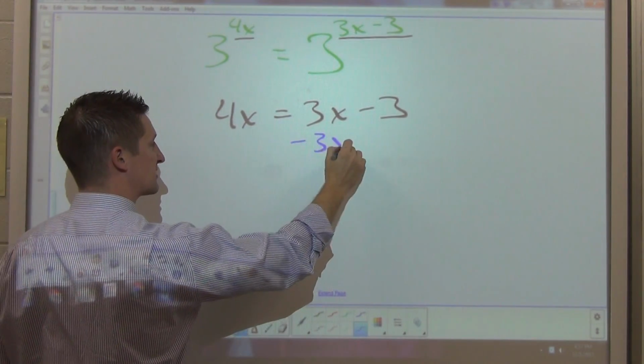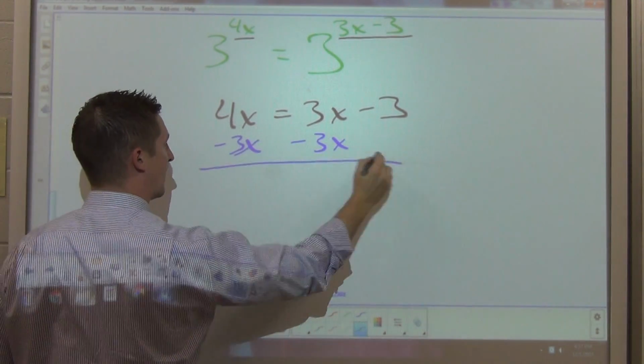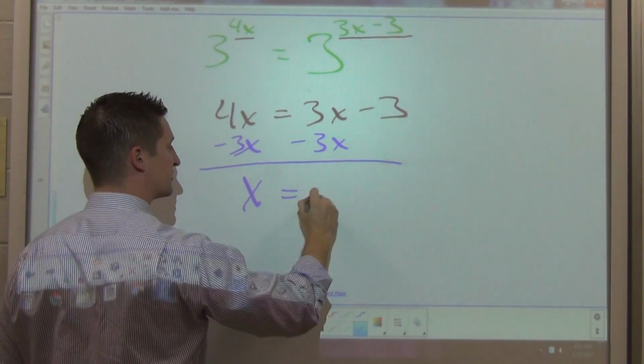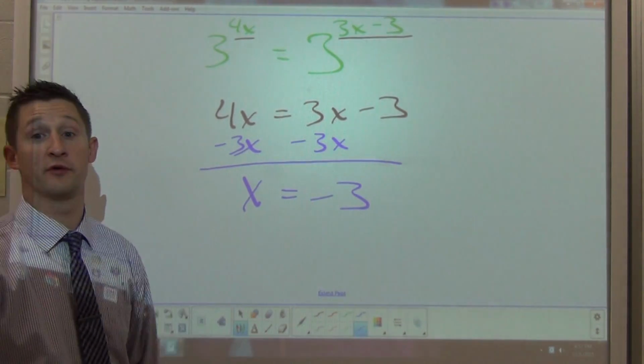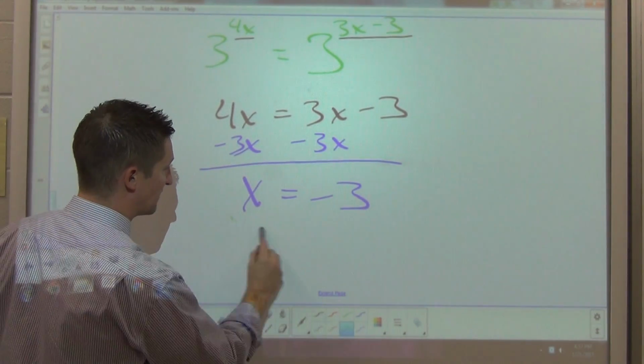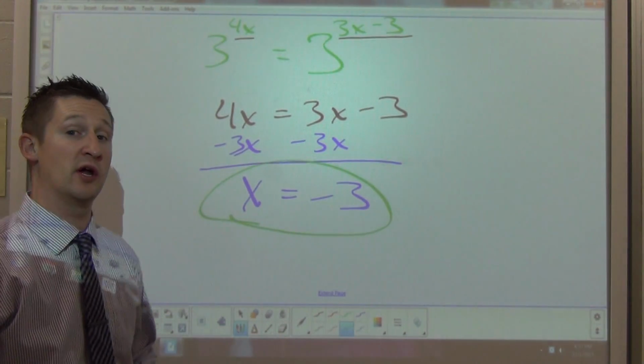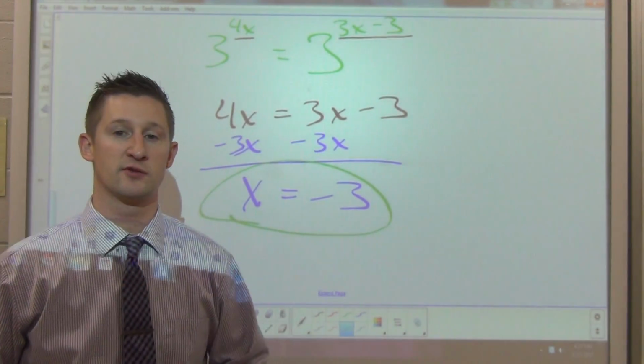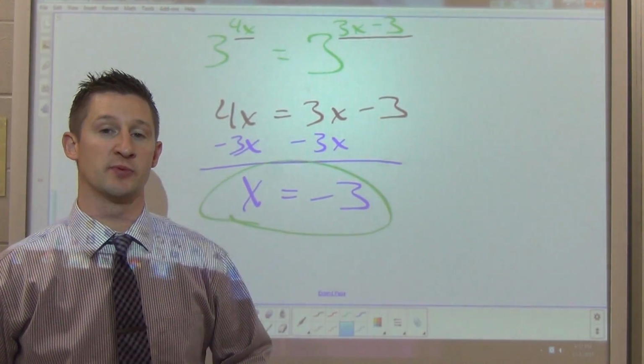Well, let's get the x's together on one side. That happens to turn into x equals negative 3, the same answer we got to the other equation. Again, coincidence only, but works out just fine. So that would be solving exponential equations where there's x's on both sides. Try to get the same base, equate the exponents, and solve.